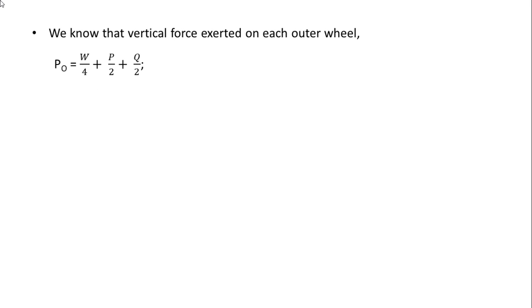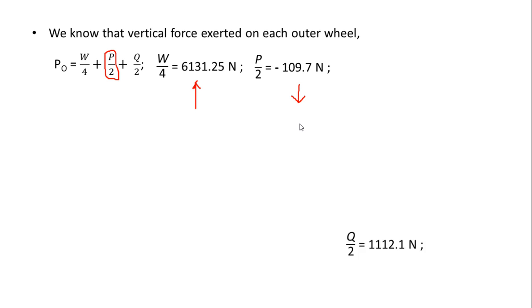Now I know the vertical force exerted on each outer wheel. Here this component alone is negative. No change in formula is required. Maintain the negative symbol and put it here. W by 4 is 6131, pointing upwards because weight is downwards, reaction is upwards. P by 2 is minus 109.7. Normally in the outer wheel it will be upwards, but in this case it is downwards. That's why you got a negative sign. Q by 2 is as usual upwards. For the outer wheel, all three forces should be upwards reaction forces. Now obviously this will get subtracted.